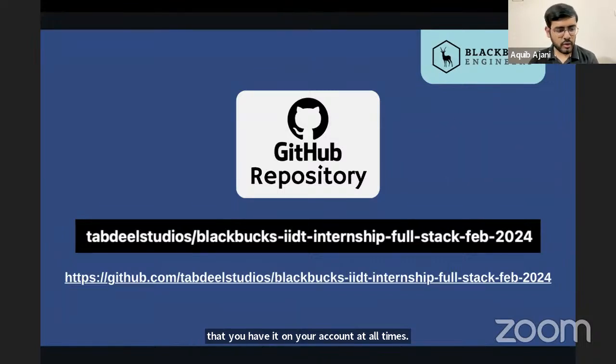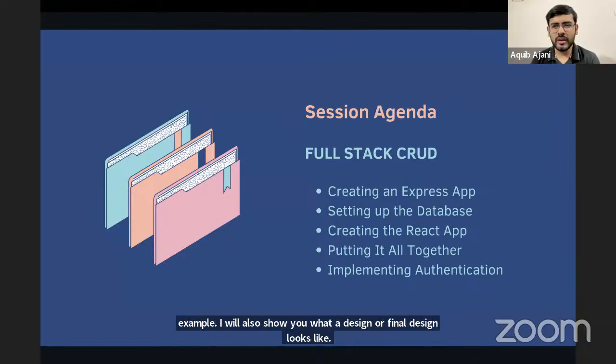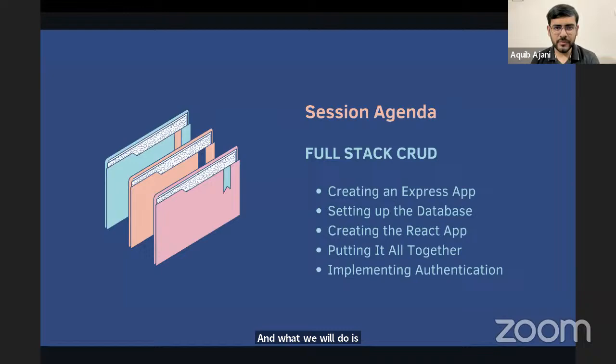So like I was saying, today what we will do is create a simple project, and there are three major parts to a project: front end, back end, and database. Typically in a development team, this is done by three different people: a separate front end developer, a separate back end developer, and a separate database person, and they do these things in parallel. So I will refer to a design just as an example. I will also show you what a final design looks like, and we'll try to create something similar.